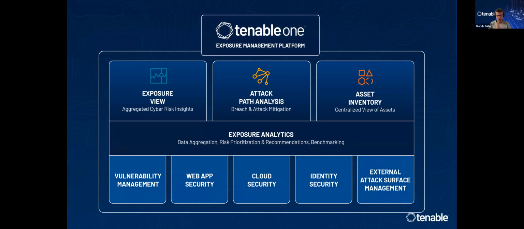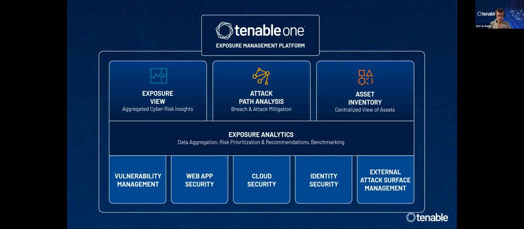So Tenable One exposure platform, just look at it from a high level. At the bottom, we've got different sensors. Vulnerability management, bringing that data into a data lake in the middle. Web application security, cloud security, identity security, and the external attack surface mentioned. That all feeds into a data lake. So that's new with Tenable One. The data is aggregated. We calculate the risk on that data and provide recommendations and benchmarking. And on the top, you see lenses, which you can use to look into that data. These are the initial lenses. More will come in the future.